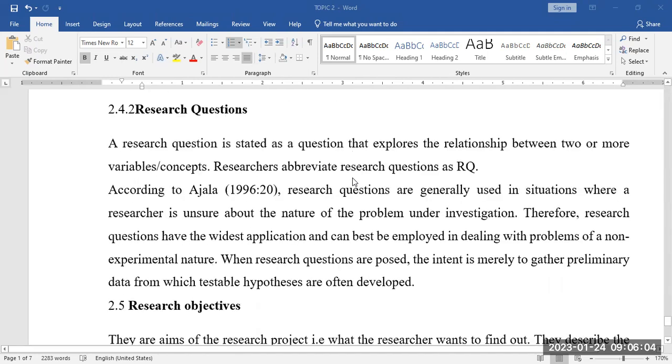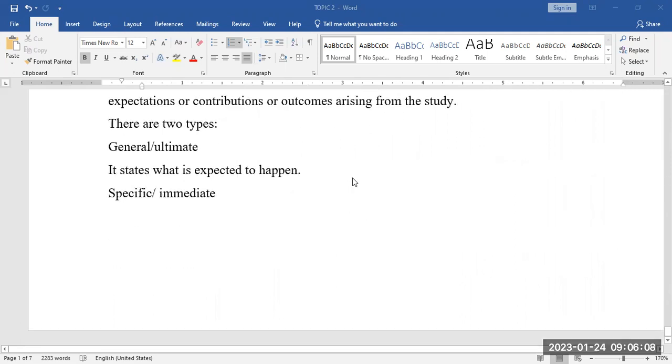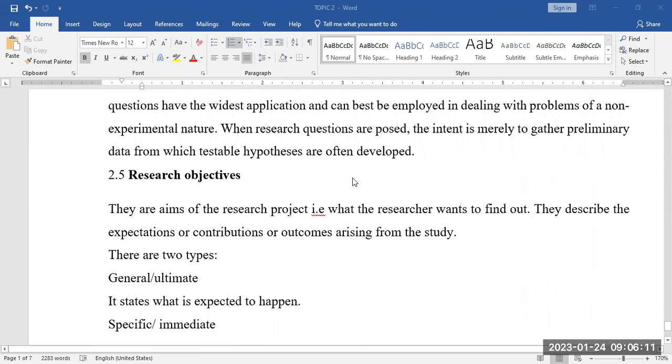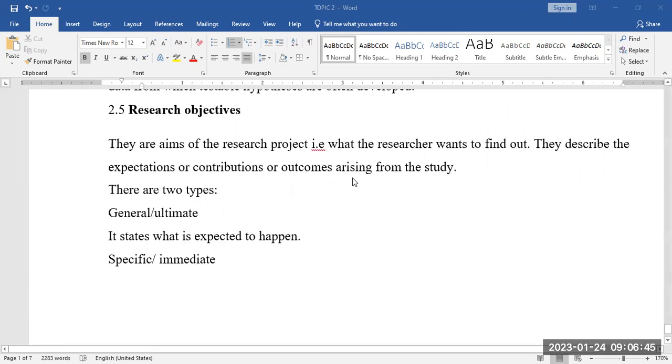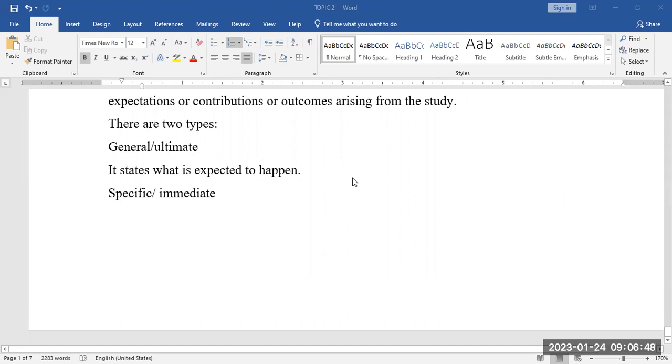Then we've also talked about research questions. And the last one is what we call research objectives. Any research has what we call objectives. First of all, when you're conducting your research, we usually have a general objective. Then from the general objective, you come up with specific objectives. So there are two types of objectives: a general or ultimate objective, which states what is expected to happen, and then we have specific or immediate objectives. Specific objectives are very specific.